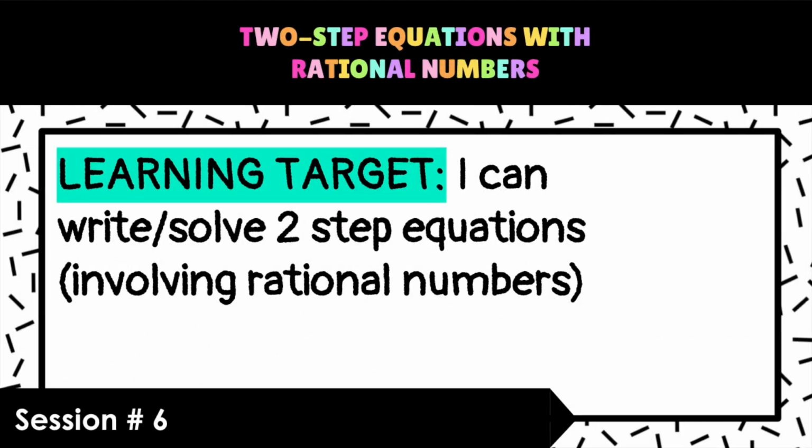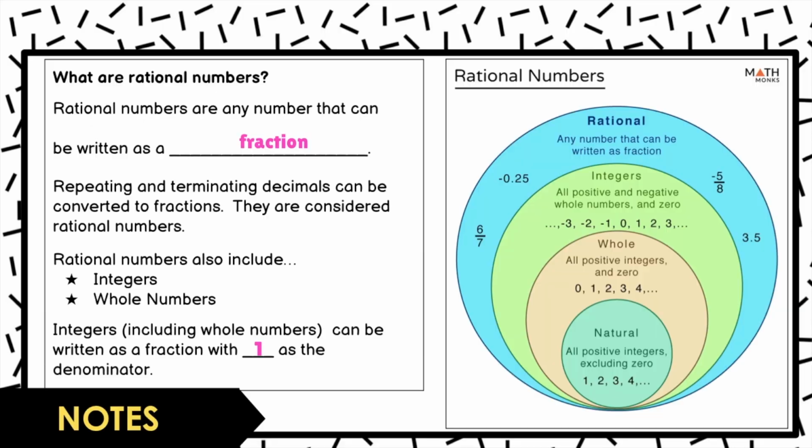Hi friends, in today's session we're going to write and solve two-step equations involving rational numbers. So what are rational numbers? Rational numbers are any number that can be written as a fraction. So all of the numbers we're used to, regular whole numbers, our integers, which include our negative numbers, anything that can be written as a fraction, or even things that can be written as terminating or repeating decimals, are considered rational numbers.